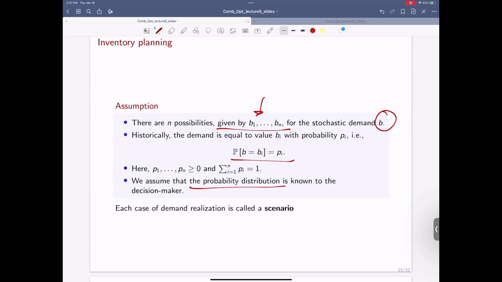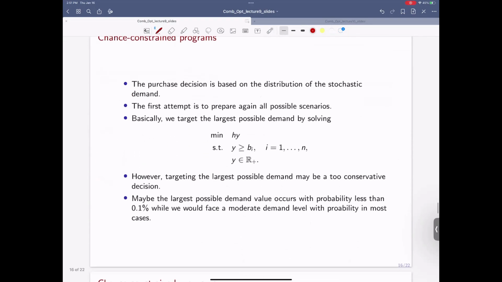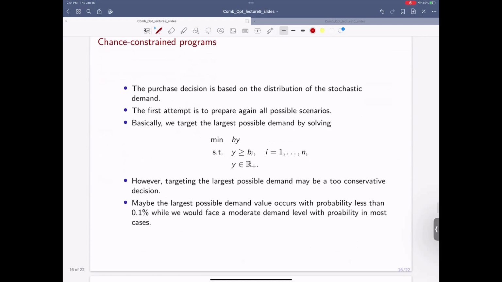Maybe you have a large amount of historical data, and based on the data, you can construct an estimated distribution, and that gives you these probabilities. This is an example of a stochastic programming problem. And in the literature, we say that each realization value, like b_i, is a scenario. That's the terminology frequently used in stochastic programming. So the purchase decision has to be based on the distribution of the stochastic demand.